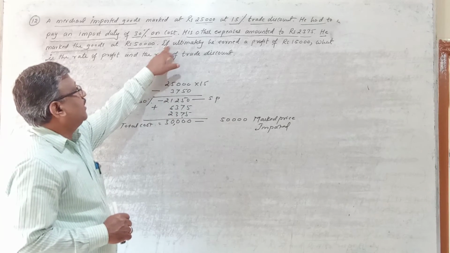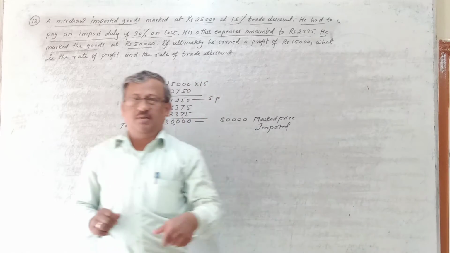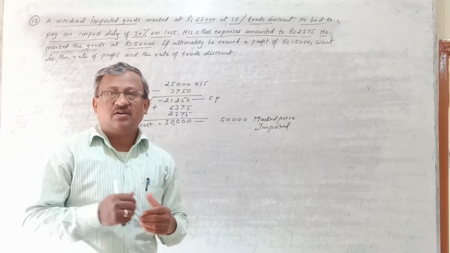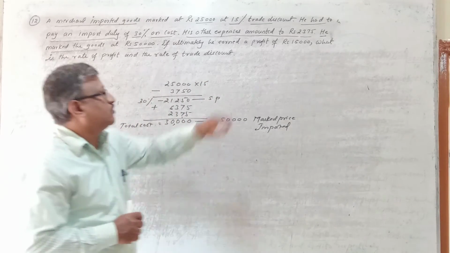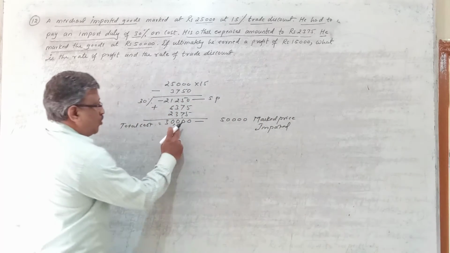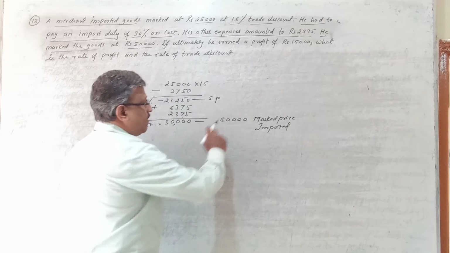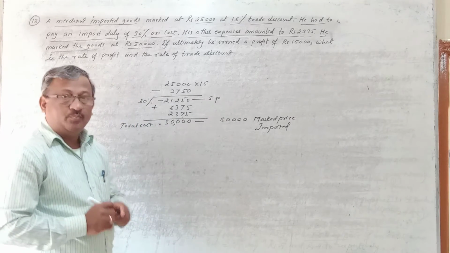Here they have said that ultimately he earned a profit of 15,000. Means ultimately the importer has earned a profit of 15,000 rupees. This 15,000 rupees profit is given ready-made in the problem. This is the cost price of the importer, and this is the marked price of the importer.